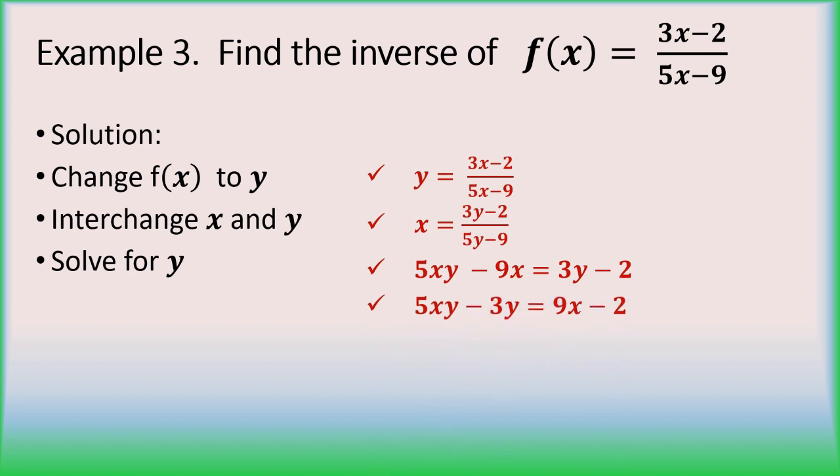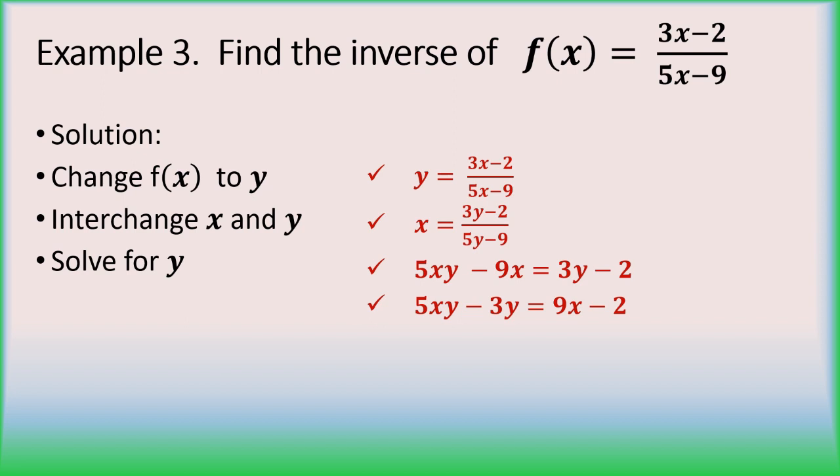So we now have 5xy and then minus 3y. This one is moved here. It becomes negative. And then negative 9x we also move to the right. It becomes positive 9x. And we bring down negative 2. Okay? And then we try to factor this out because we're solving for y. We have to isolate y. We factor out y here.